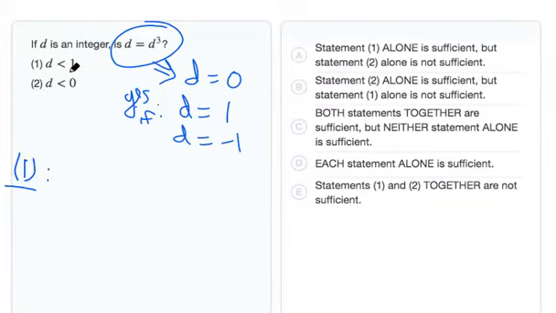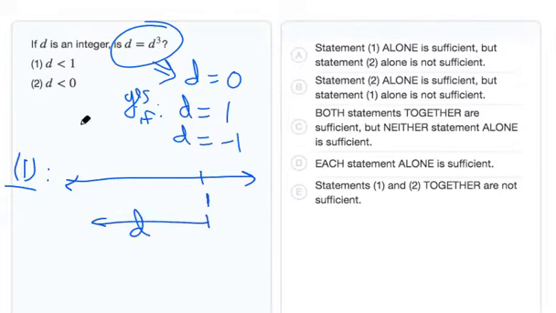So statement 1 tells us d is less than 1. Thinking about a number line for a second, we have 1 here, and d is somewhere this way. In this range, we have potential values of d. Like, d could be 0, d could be negative 1. d can't be 1 because it's not included in this inequality. That would be like an open hole, since it's not included.